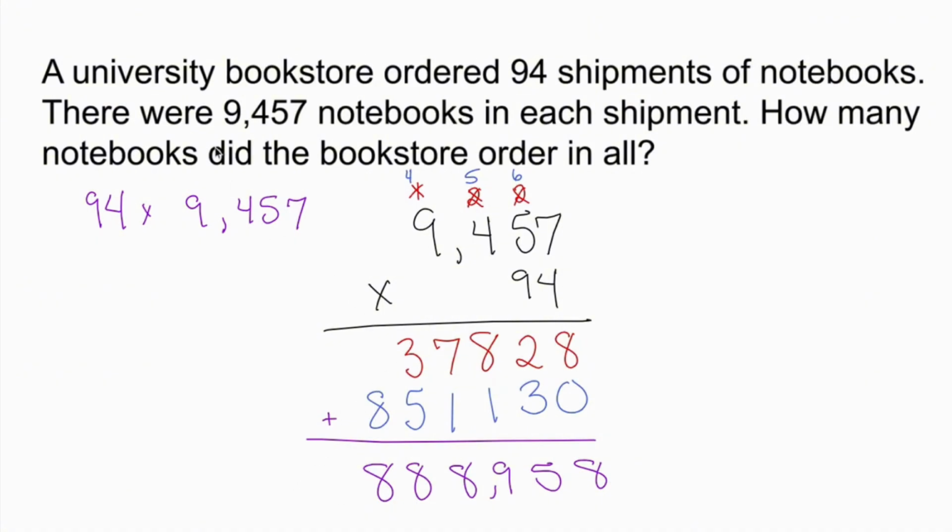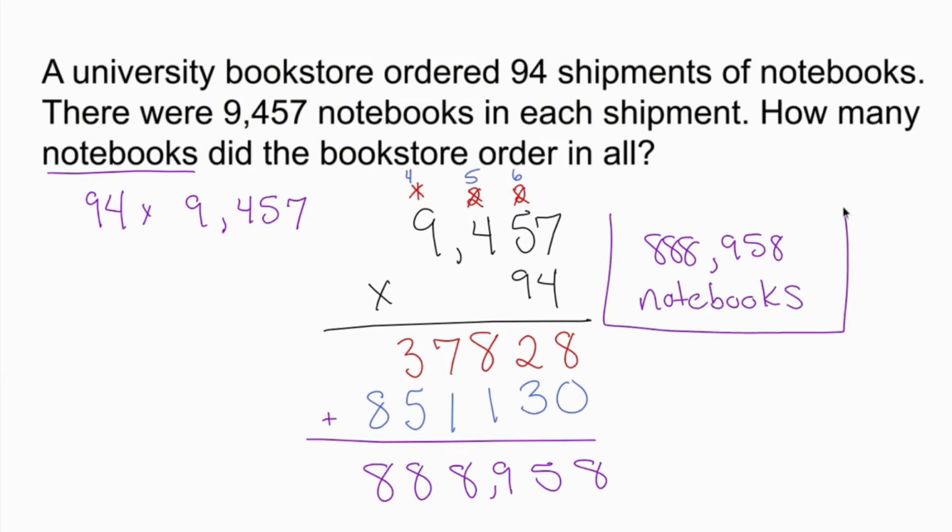And this is a word problem. So the question is asking how many notebooks did the bookstore order in all? Well, 888,958 notebooks. And that is our answer.